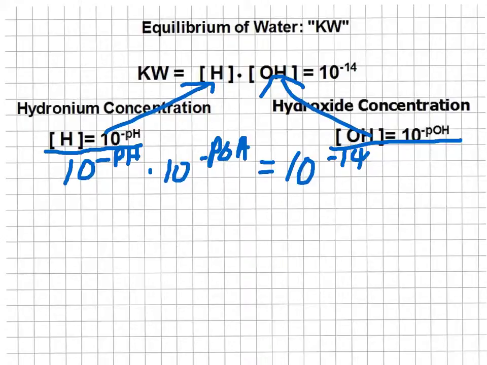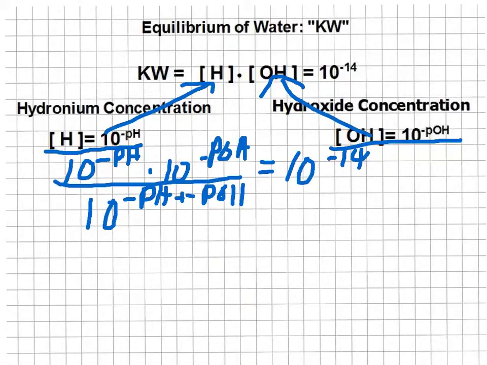Your next step in the equation is to group these two together, because two numbers with like bases that are multiplied together that have different exponents, the exponents can be represented as an addition. So 10 to the negative pH plus negative pOH equals 10 to the negative 14th.